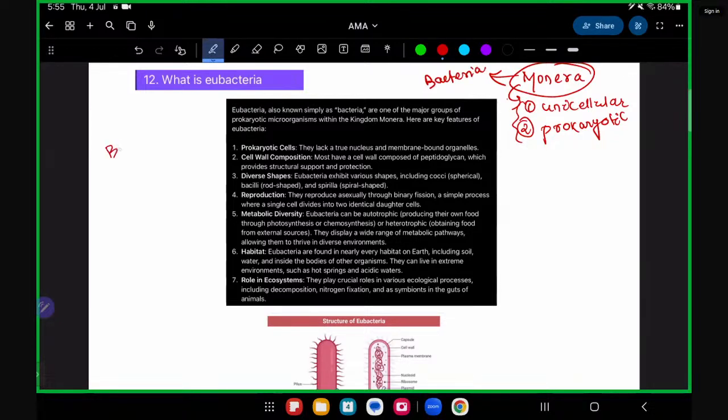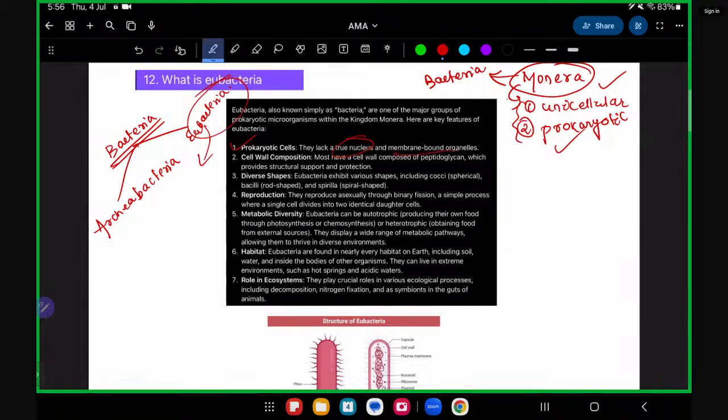Then bacteria are also divided into two groups. One is Archaebacteria. Second one is eubacteria. Okay. Here we will see about eubacteria. First, they are unicellular and prokaryotic microscopic cells. Okay. Then here you can see the first one is the prokaryotic cell. That means they lack a true nucleus and membrane bound organelles. This is the feature of a prokaryotic cell.